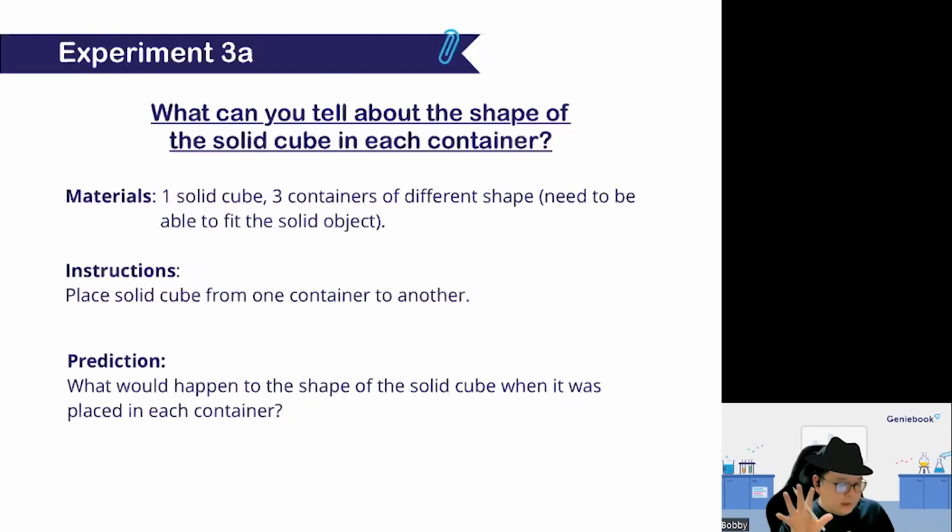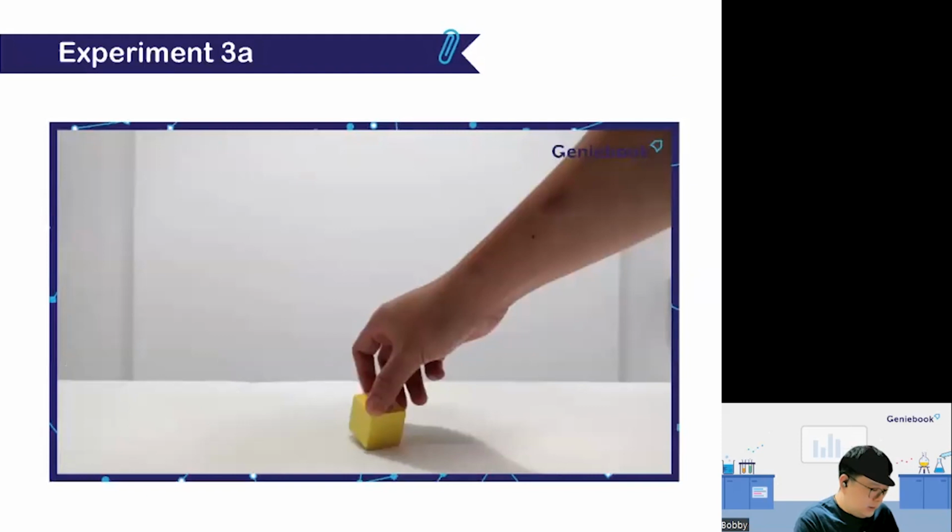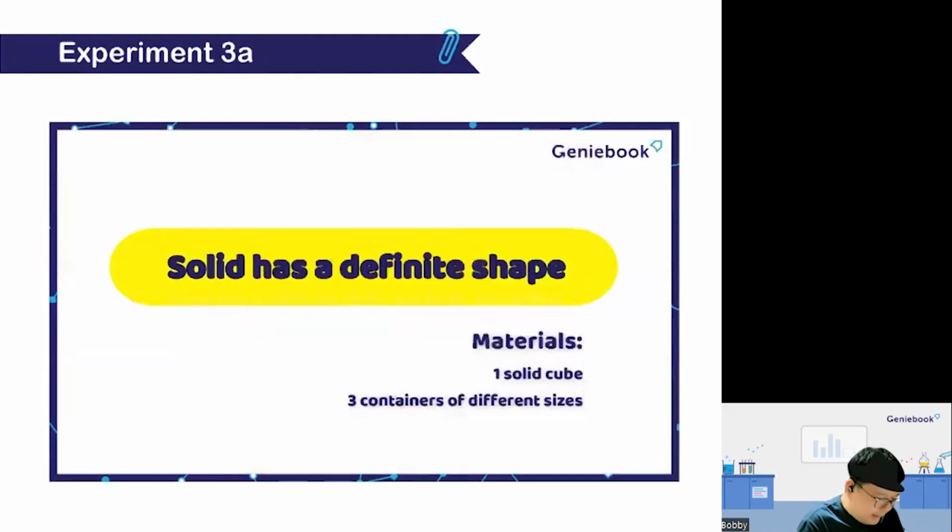So let's try to make a prediction. What do you think would happen to the shape of the solid cube when it's placed from one container to another? Steffi said nothing will change. Many of you are saying that nothing will happen. But of course, seeing is believing. So let's take a look at this pair of hands conducting this experiment. Let me play the video back.